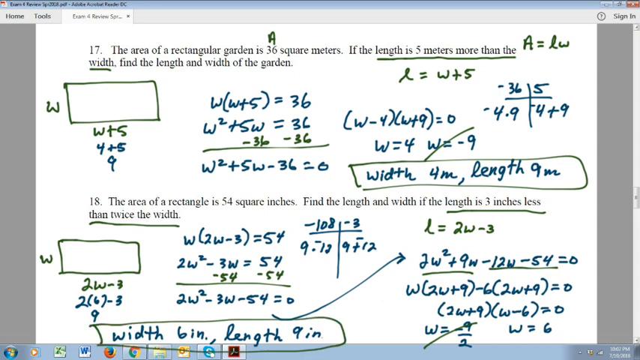By the way, on either of these problems, you can easily check them. Notice 6 times 9 is 54. And 9 is 2 times 6, or 2 times the width minus 3, so very easy to check that.